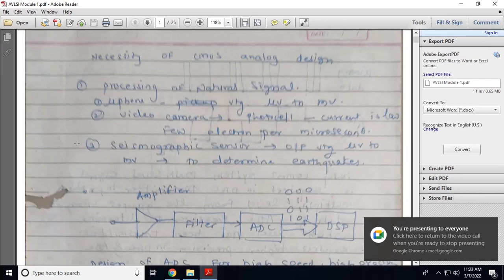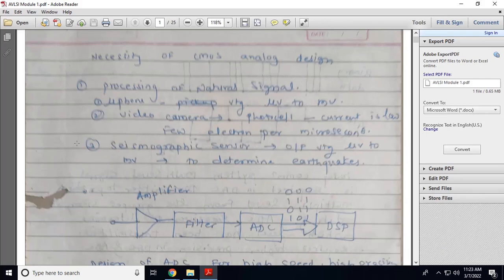Second example, a video camera, which consists of a photocell. The output of that photocell is current, which is very low. It may be a few electrons per microsecond. So we have to process that low current, and for that we need analog CMOS design.